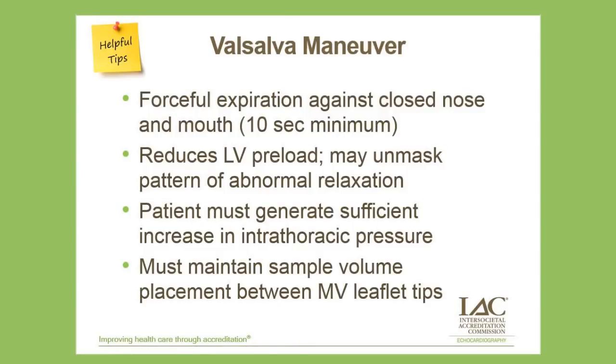Let me talk a moment about the Valsalva maneuver, which is one of those advanced techniques that you can use to try and differentiate grade 2 diastolic dysfunction. Basically, the Valsalva is a forceful expiration against closed nose and mouth. We typically suggest 10 seconds as a minimum. And what this does physiologically is it reduces the LV preload. So if you have someone that has a pseudo-normal pattern or grade 2, then it may unmask that pattern of abnormal relaxation because it decreases the filling pressures temporarily. The problem is that the patient has to generate a sufficient increase in intrathoracic pressure, and you have to keep the sample volume in the right place, and both can be very difficult.